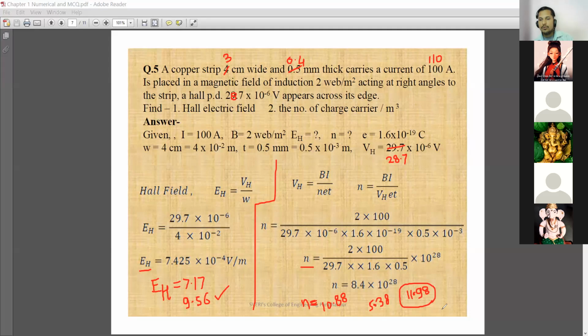I am waiting for a fourth one so that it becomes an MCQ. So I repeat, for EH 9.56 is the correct one. And for small n, it is 11.98 into 10 raised to 28. Is it okay? Yes, sir.